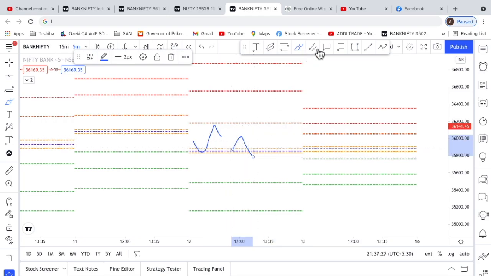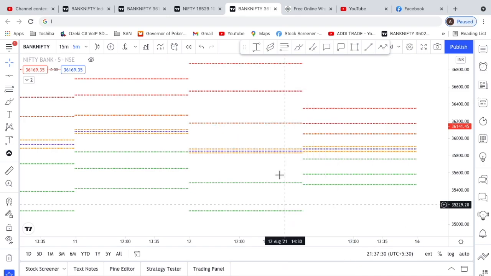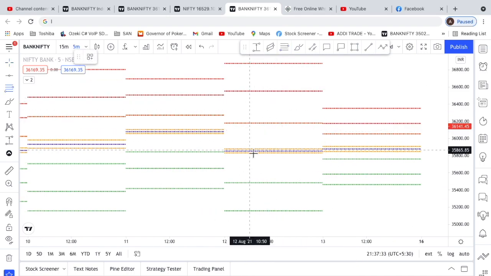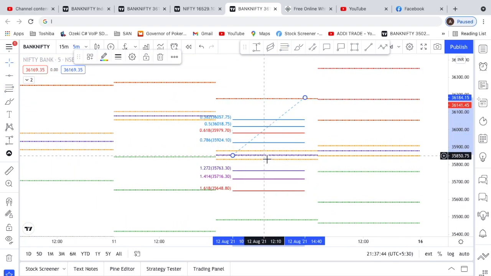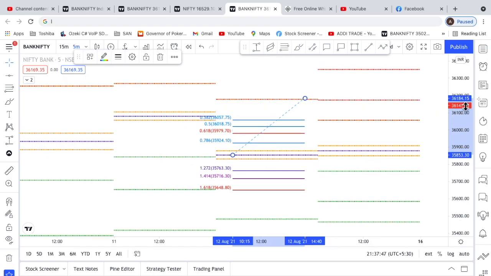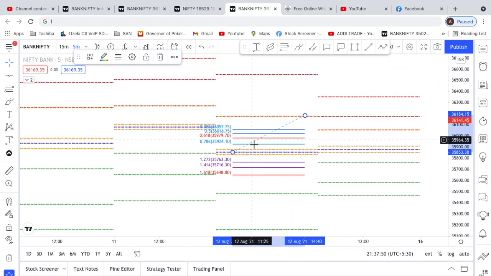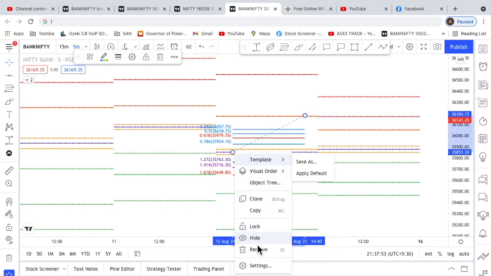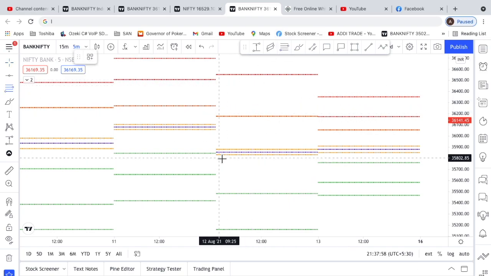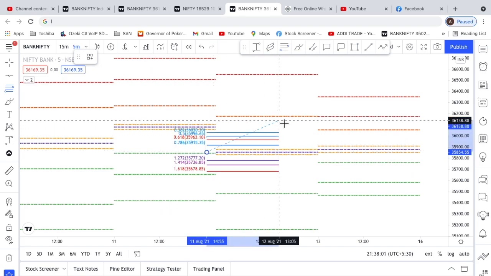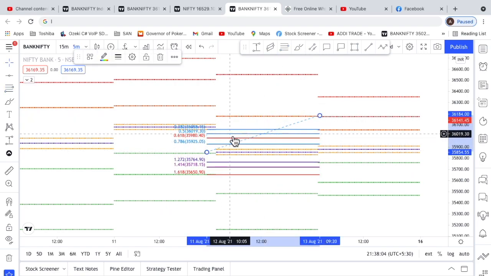For that also we have a setup. If the CPR level and R1 are way too wide, and S1 is way too wide, you can keep a target of 50% of the distance between the CPR and R1, and the same over here. How do you find 50%? It's just plain half of this, R1, R2, half of this. To get the exact value, you can make use of Fibonacci retracement. Just place this, and exactly at 50% you can expect the price to come and take resistance.